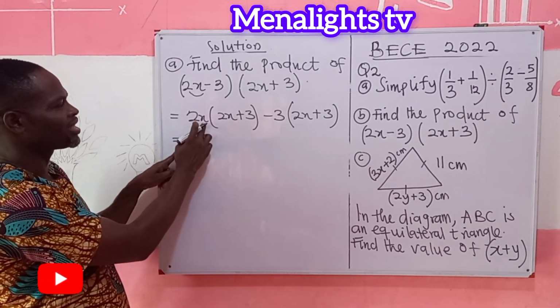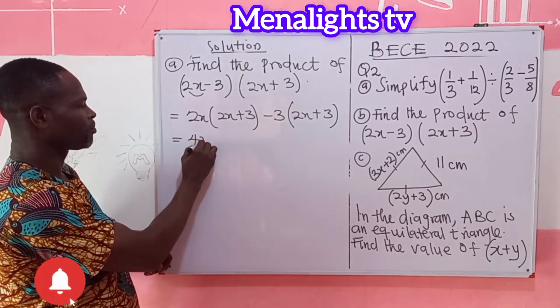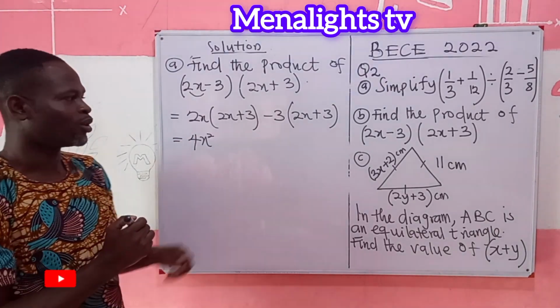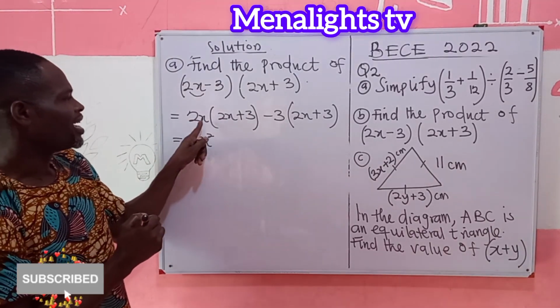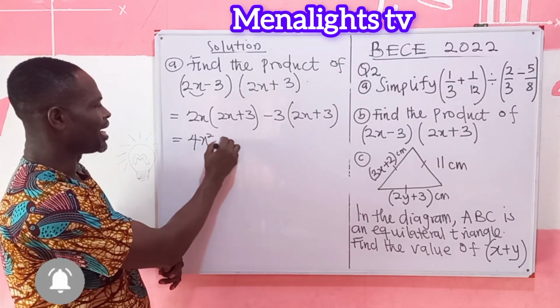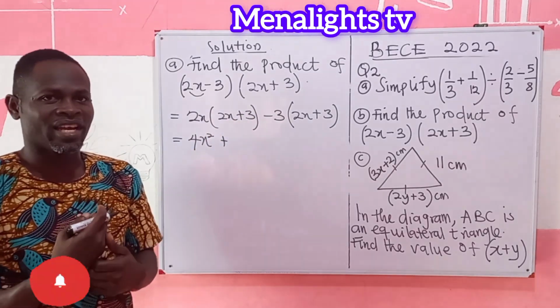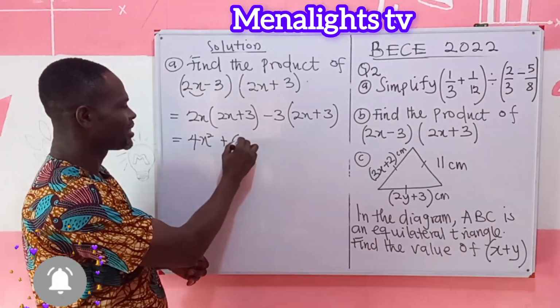So 2x times another 2x will give us what? 4x squared. Because 2 times 2 is 4, x times x is x squared. Then plus 2x times 3 will give us 6x.